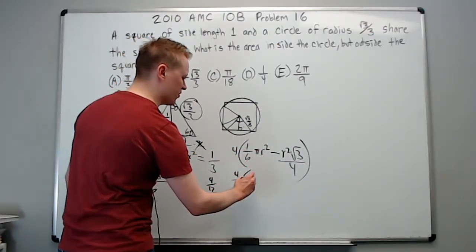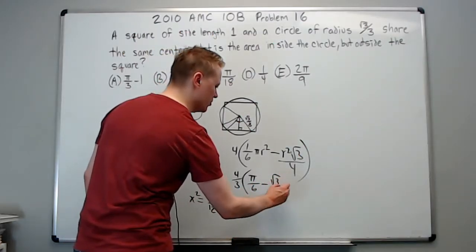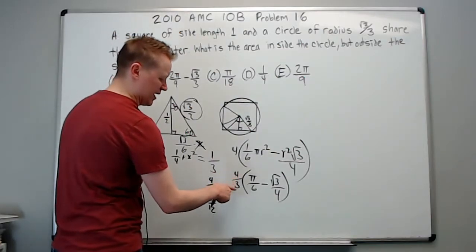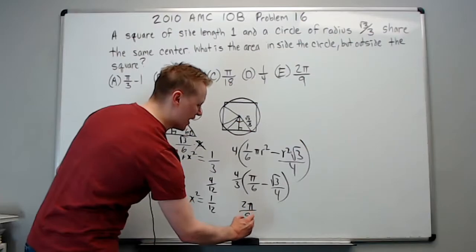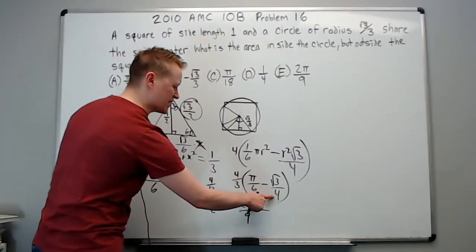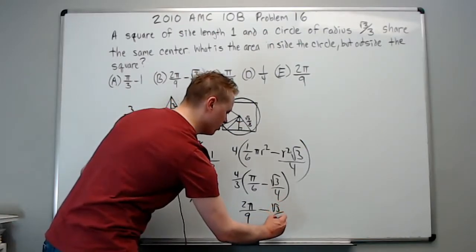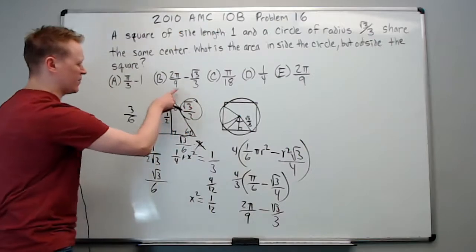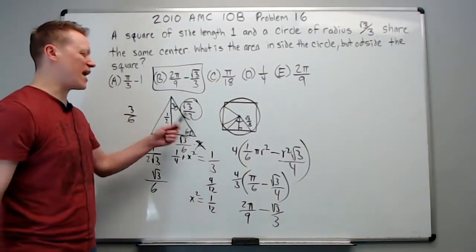So we get 4/3 times pi over 6 minus root 3 over 4. And you might as well distribute now. So you're going to get 4 pi over 18, which is 2 pi over 9, minus the 4's cancel, and you're going to get root 3 over 3. Let's check the answers. Is it there? 2 pi over 9 minus root 3 over 3. It sure is. So don't stop because you're stuck.